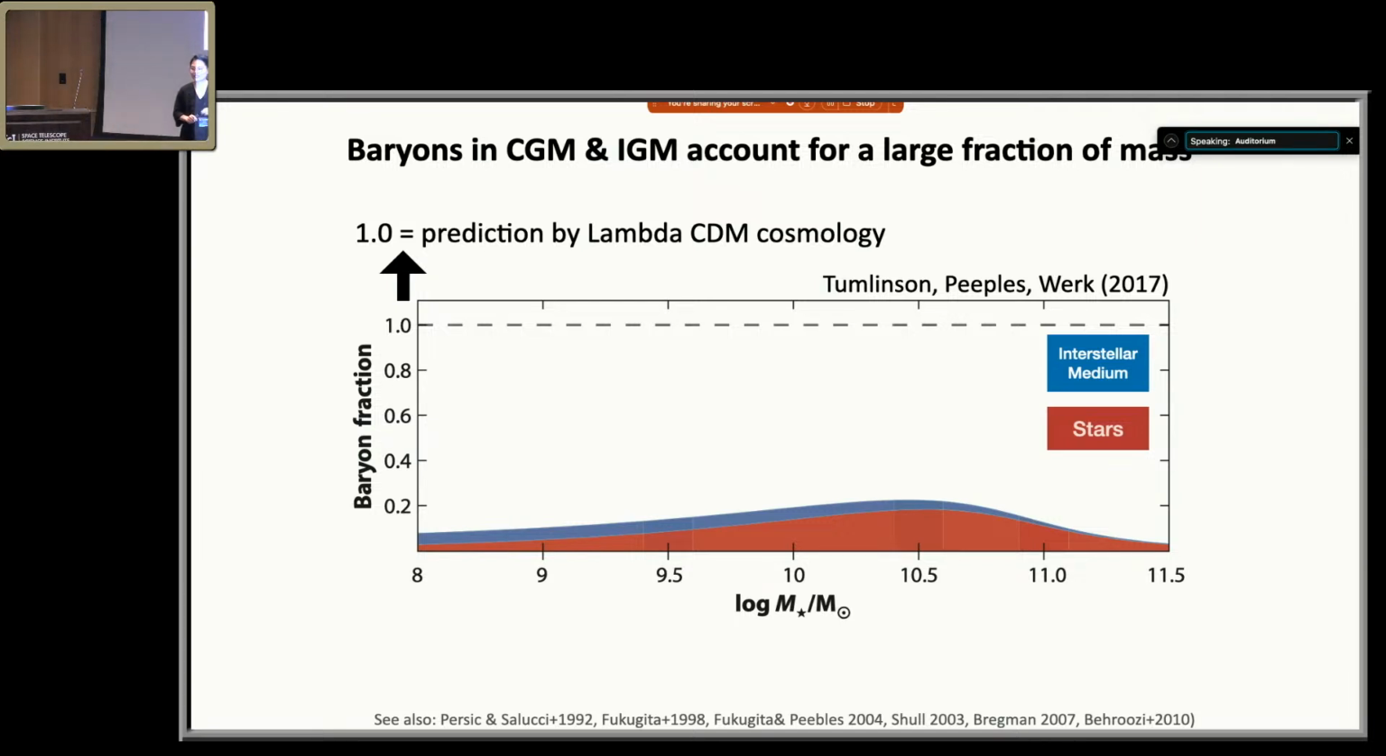So this is a plot that shows you on the x-axis the stellar mass of a galaxy, so Milky Way on the right, SMC, LMC, all smaller galaxies on the left. On the y-axis, this is the total amount of mass you expect in a particular component, and 1 is what's predicted by a lambda-CDM cosmology, basically. And then in red, this is the total amount of mass you find in stars, and in blue is the total amount of mass you are able to find in the ISM.